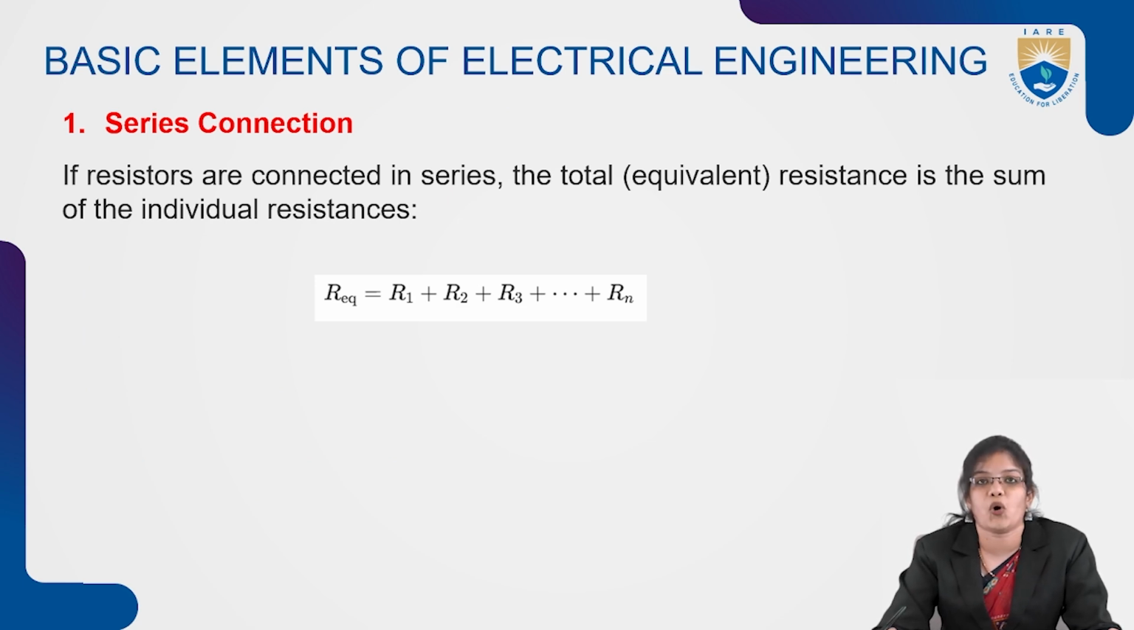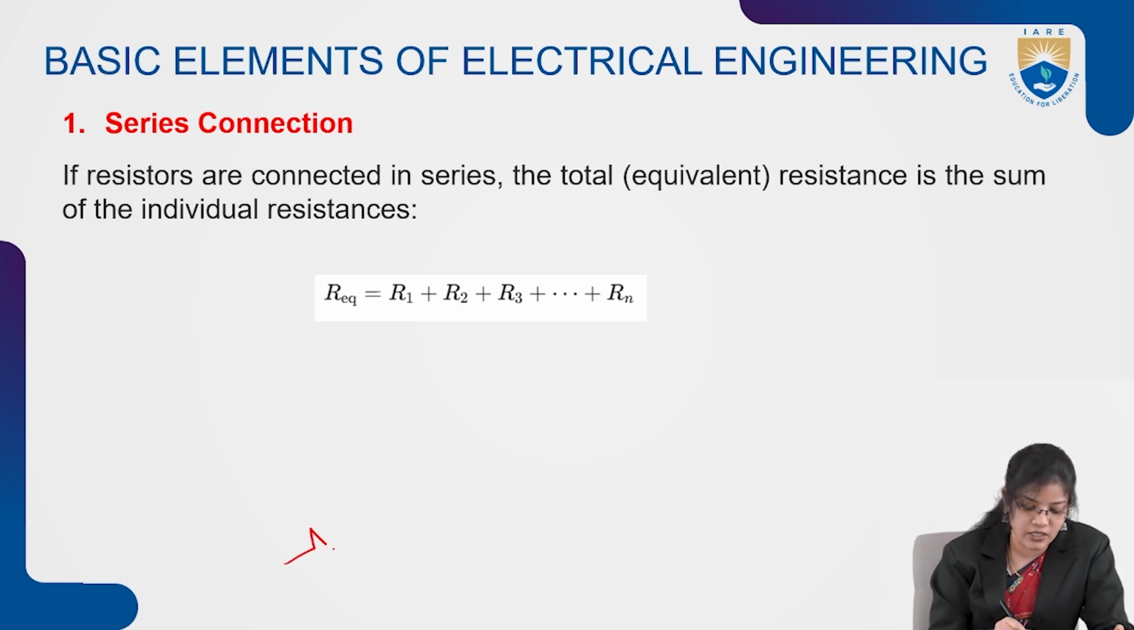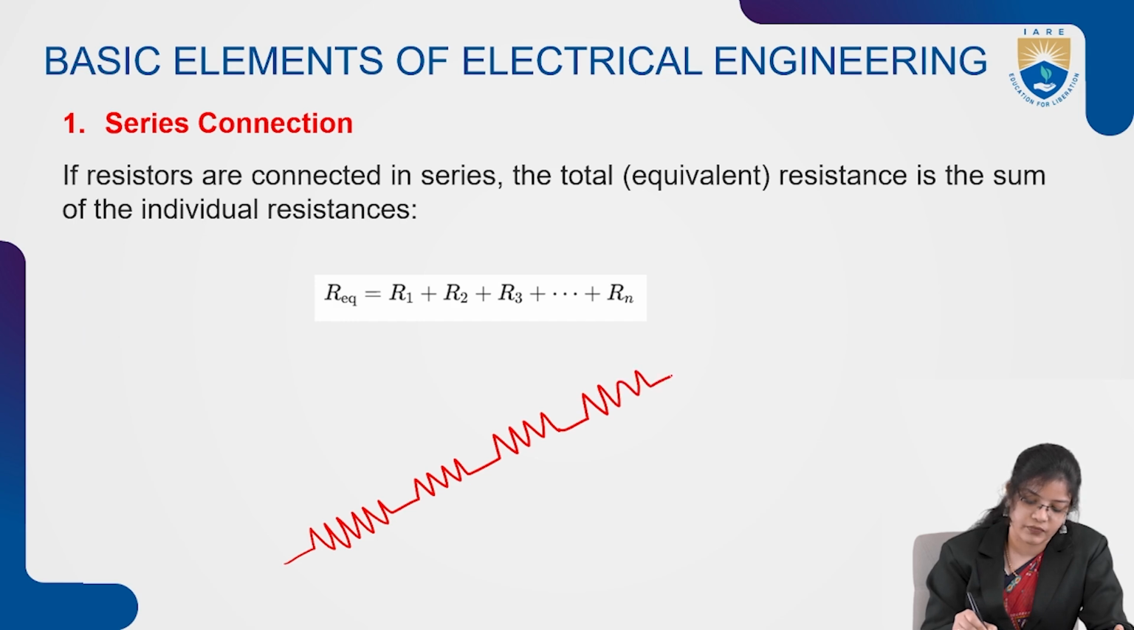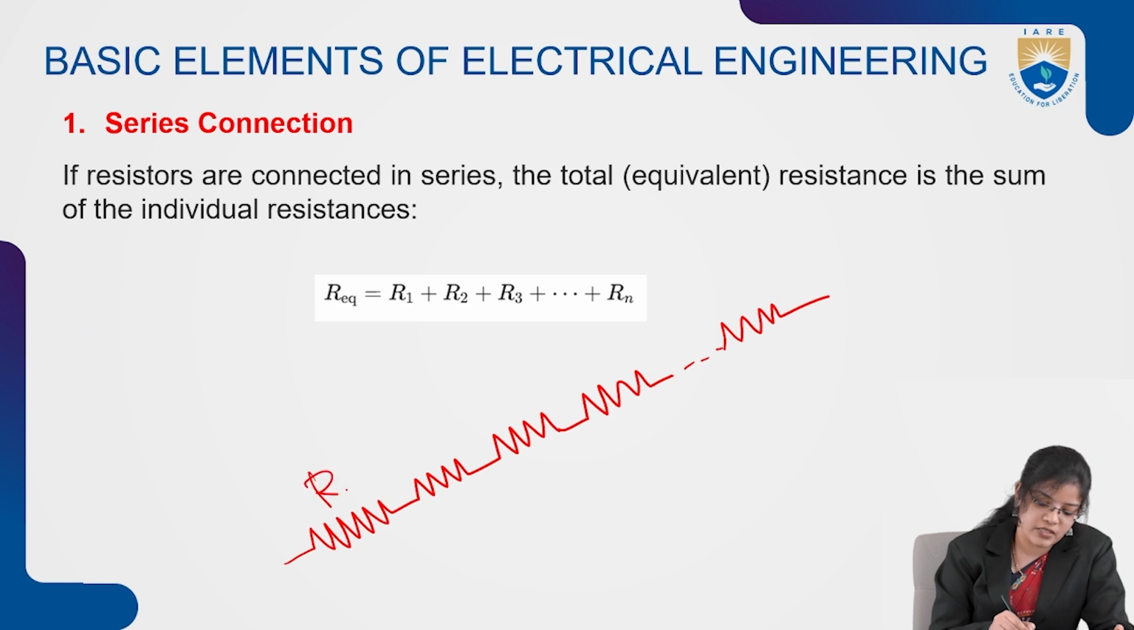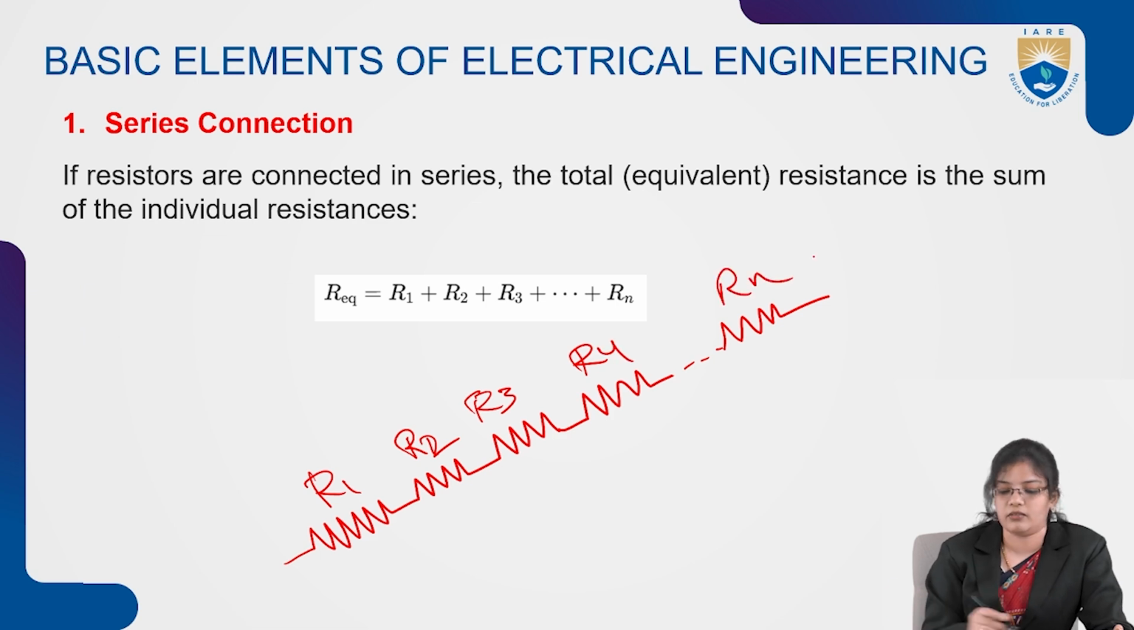First connection is the series connection. In series connection, the output of the first resistor will be connected to the input of the second resistor. In this way, we can take n number of resistors, denoted R1, R2, R3, R4 and Rn. The output of the second resistance will be connected to the third resistance.